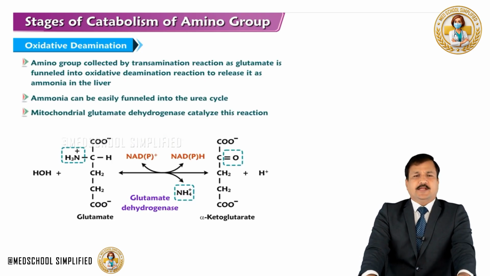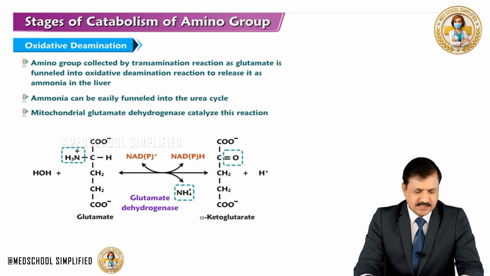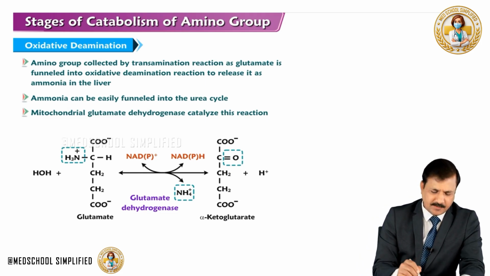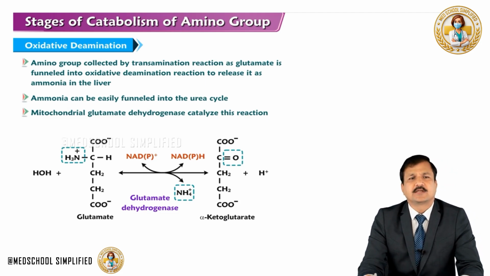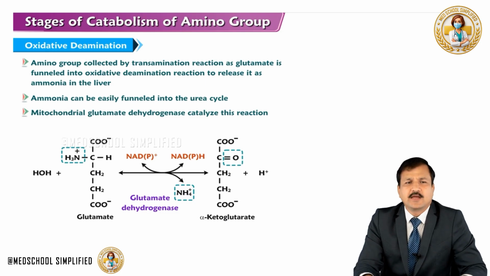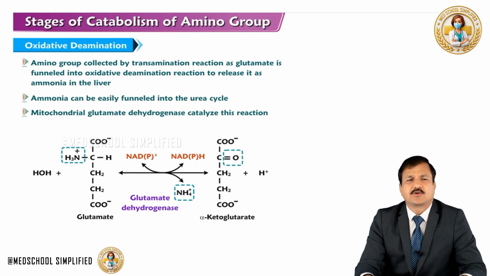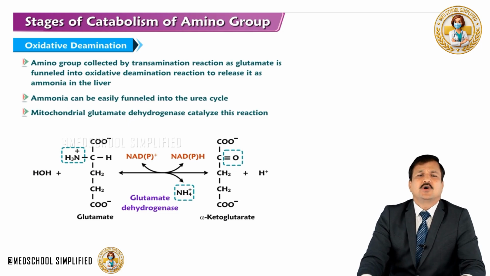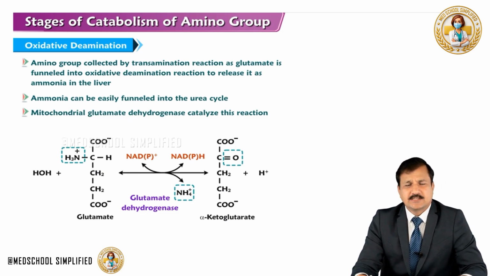Now, glutamate is the common amino acid which has received amino groups from all other amino acids undergoing transamination reactions. So the amino group collected by transamination reactions as glutamate is funneled into oxidative deamination to release its ammonia in the liver. That's why I was saying it is easier to handle one amino acid rather than 17 amino acids. Okay, so ammonia which is released during oxidative deamination of glutamate will be funneled into the urea cycle in the liver itself.